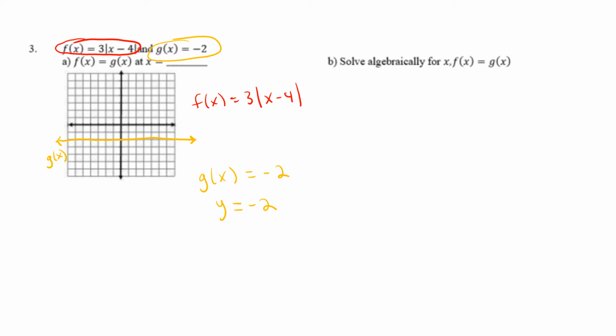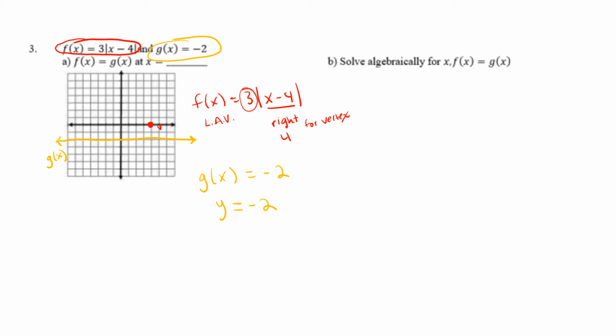Now let's graph f of x. This is a linear absolute value. Again, it's a V. That's all we're dealing with here. X minus 4 is telling us to go to the right for the vertex. So let's just go from 0, 0 to the right: 1, 2, 3, 4. Puts us right here. That's our vertex.